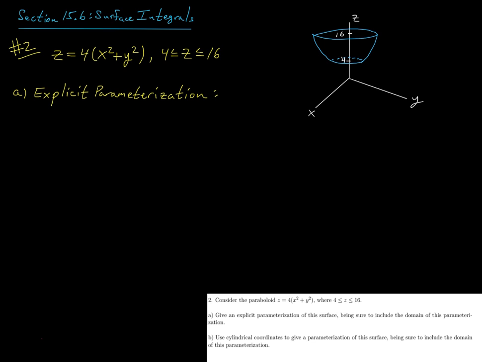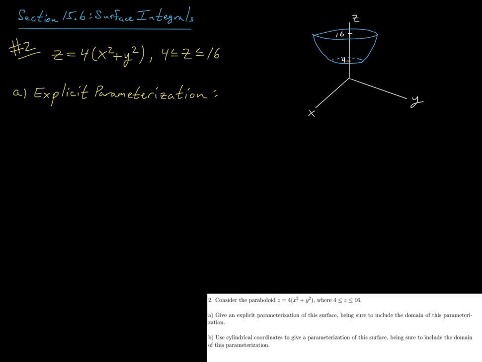All right, problem 2 says consider the paraboloid z is equal to 4 times the quantity x squared plus y squared, where z varies from 4 to 16. So I have a sketch here that's not to scale, but nonetheless gives you a sense of what this surface looks like. Our job in part A is to give an explicit parameterization of the surface, being sure to include the domain of the parameterization.